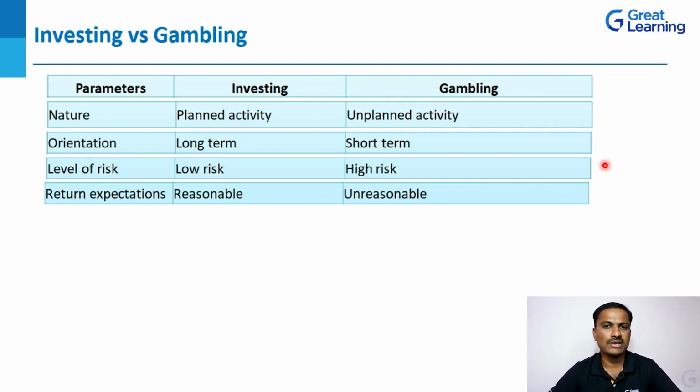But when it comes to gambling, return expectations are not possible because this is a very random activity. Things are happening randomly. You cannot expect. You cannot keep very reasonable expectations. They are very aggressive when it comes to return expectations.